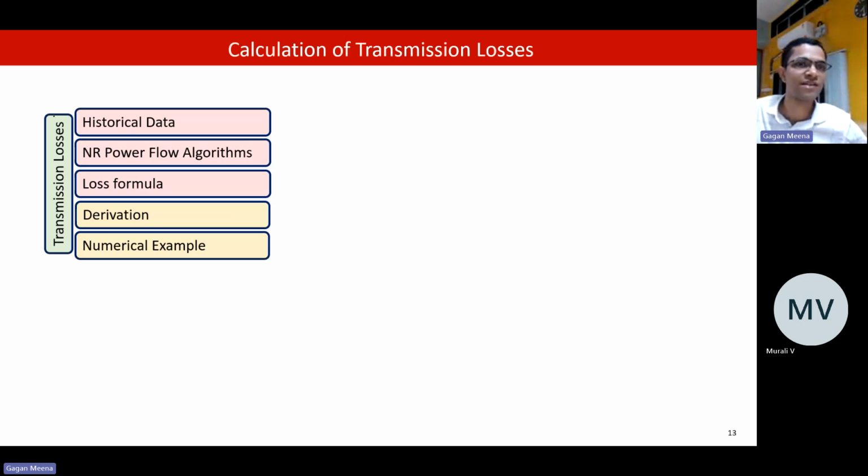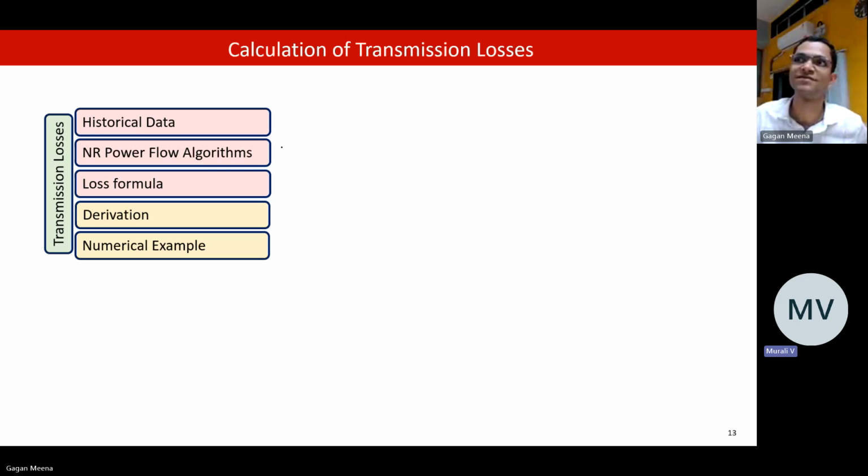The next thing was the calculation of transmission losses. Here, it can be done using historical data, because we have the historical data of what the flows were in the last 1 year. We can average out and calculate how much was the loss in 1 year. Do you have any idea what is the percentage transmission loss in India on an average?